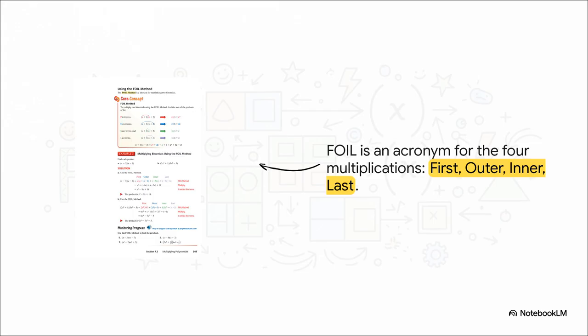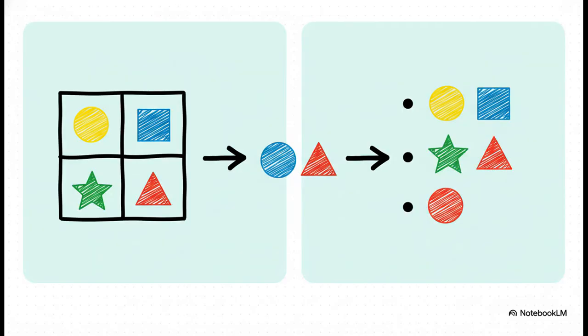F is for the first 2 terms, O is for the 2 outer terms on the edges, I is for the 2 inner terms squished in the middle, and L is for the last 2 terms in each binomial. It's literally just a checklist to run through. So, area model versus FOIL. Which one is better? Honestly, it doesn't matter one bit.